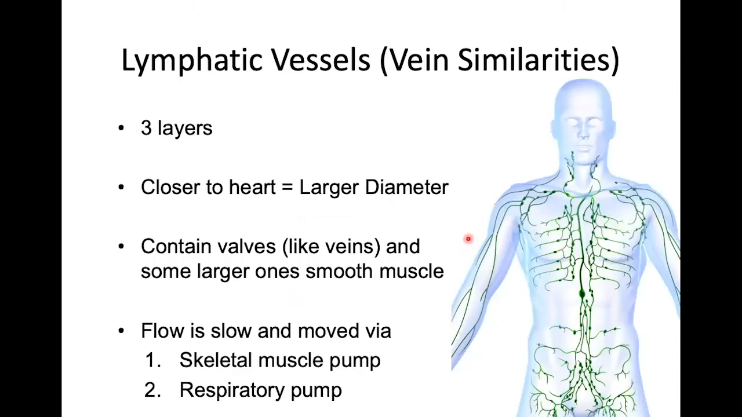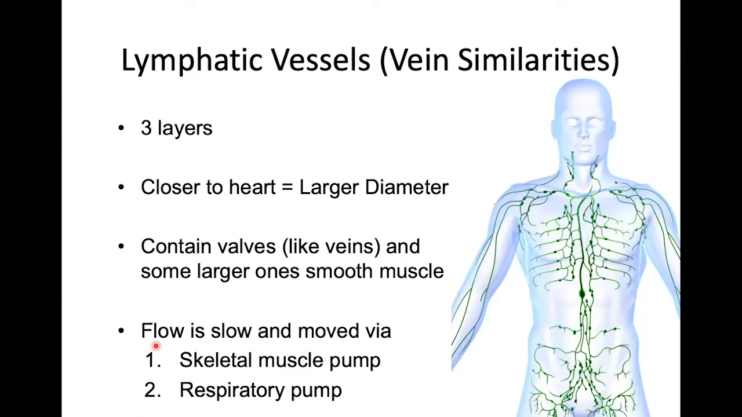So some ways in which lymphatic vessels are similar to our veins: they have three layers. They have a tunica externa, tunica media, and tunica intima. The tunica intima contains the valves, similar to veins. They increase in diameter the closer we get to the heart, similar to the veins. Your popliteal vein is going to be much smaller in diameter compared to, say, your inferior vena cava. Similarly, lymphatic vessels in the extremities are going to be much smaller in diameter compared to the major vessels, the right lymphatic duct as well as the thoracic duct, that ultimately drain lymph back to the subclavian veins.